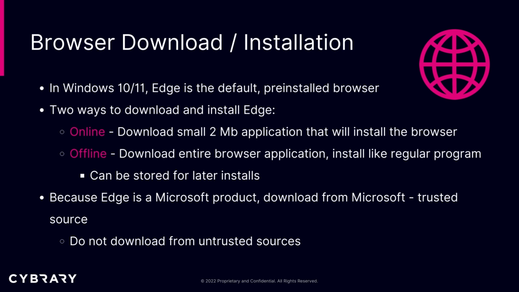Or we can do what's called an offline installation. An offline installation is like a traditional application. You download the entire application, which in this sense is the browser, and you install it just like a regular program. And you can store that installation for other installations on other devices. Again, because Edge is a Microsoft product, we want to make sure we download it from Microsoft, which is a trusted source. You don't want to download a browser from an untrusted source.